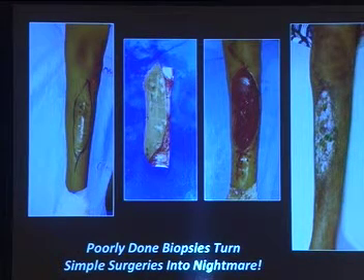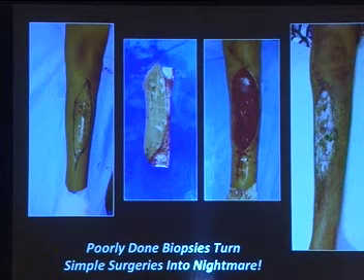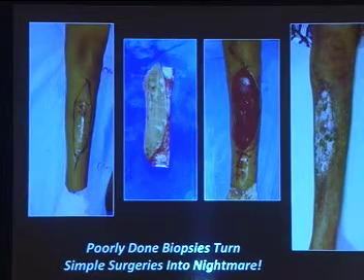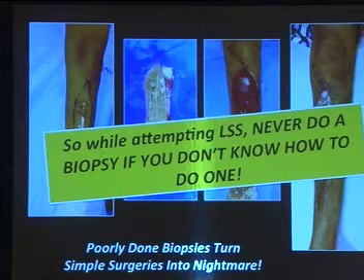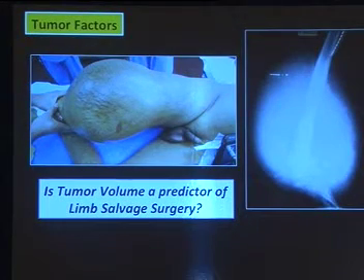So this was a diaphyseal osteosarcoma. We had to do a gastrocnemius flap. Luckily, we got through, and the patient did not throw up the skin at the time of postoperative chemotherapy. So, while attempting limb salvage surgery, never do a biopsy if you don't know how to do one. And that's a very, very important message that you can take back home.